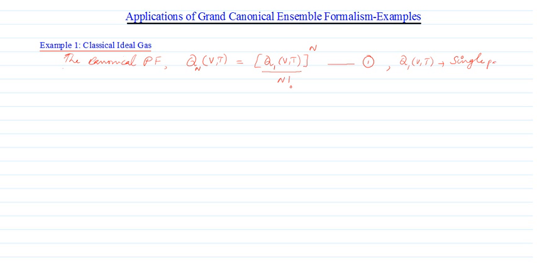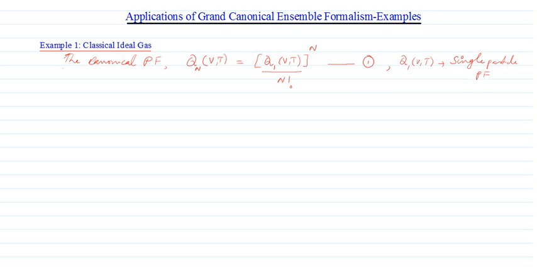And what is the role of this N factorial? The N factorial is to account for indistinguishability of particles and hence to avoid the Gibbs paradox. So it's a correction for the Gibbs paradox, otherwise known as the correct Boltzmann counting. So that is the idea. Now, we start our discussion from the definition of canonical partition function for classical ideal gas.